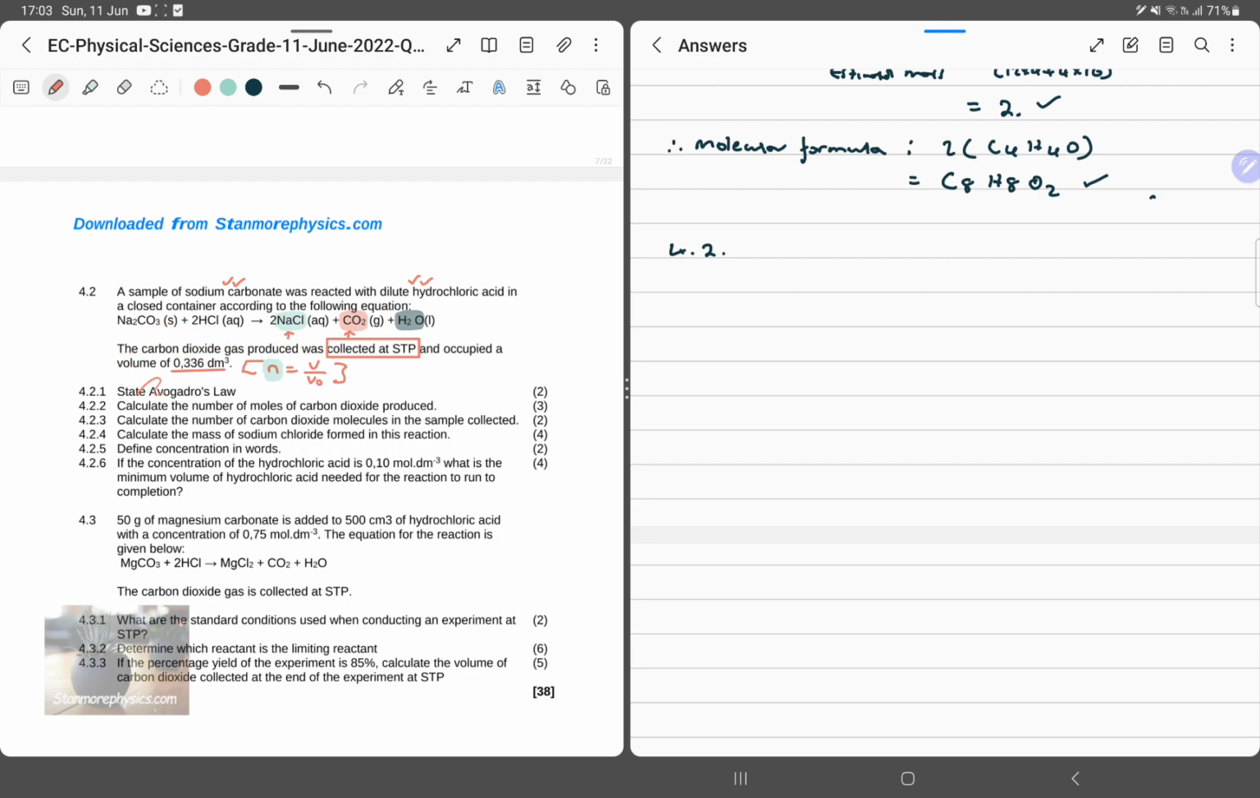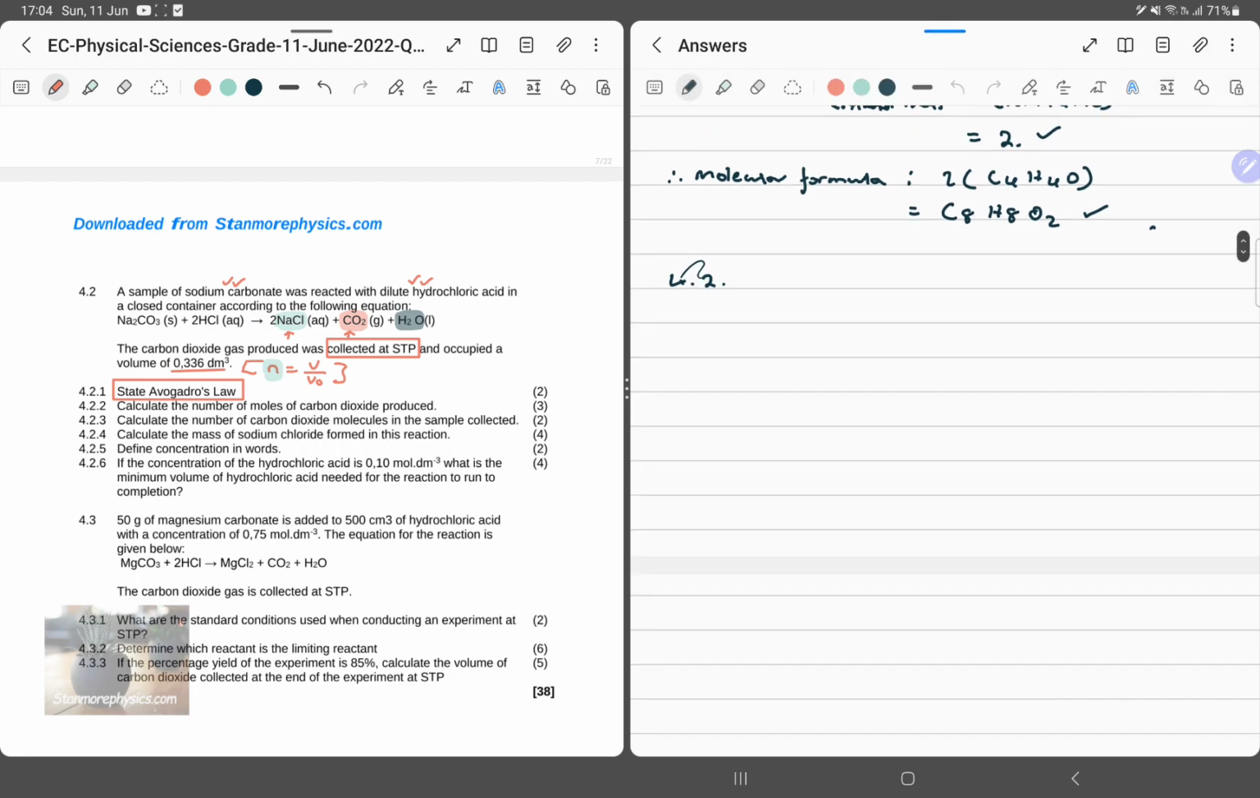Now it says state Avogadro's law. Again, textbook work, guys. Please don't write any exam without having revised the definitions. And please don't cram them. Understand them so that whenever you get stuck, you have things to remind you what can be done there.